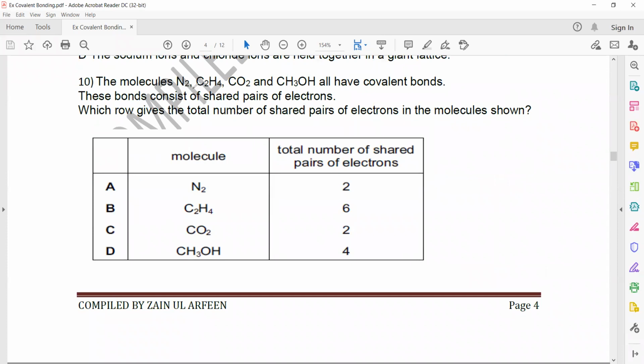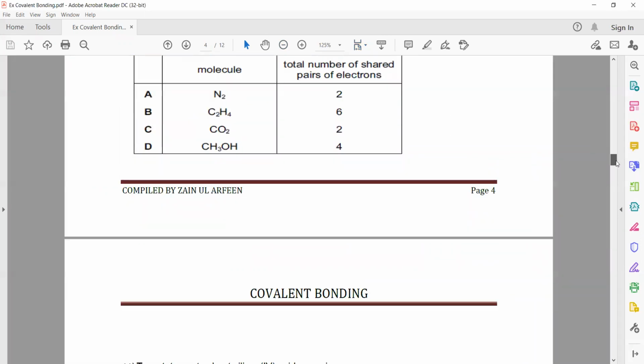Next, the molecules of N2, C2H4, CO2 and CH3OH all have covalent bonds. These bonds consist of shared pairs of electrons. Which row gives the total number of shared pairs of electrons in the molecules? For this purpose, you have to draw the structure of each molecule to identify the number of shared pairs.